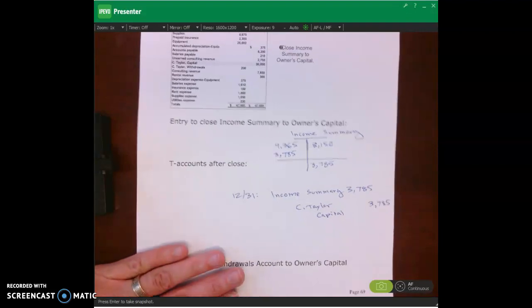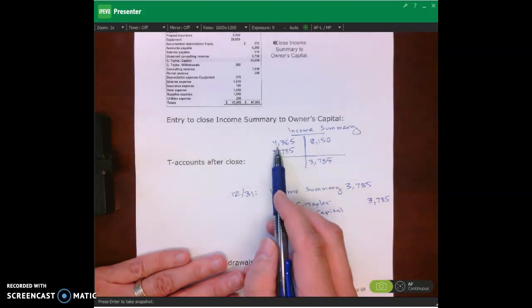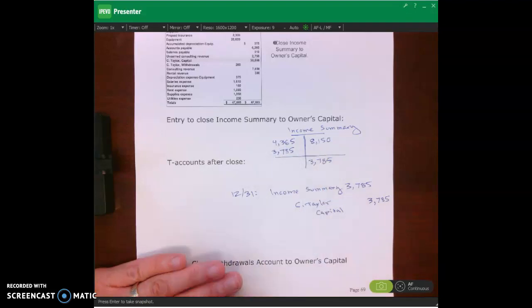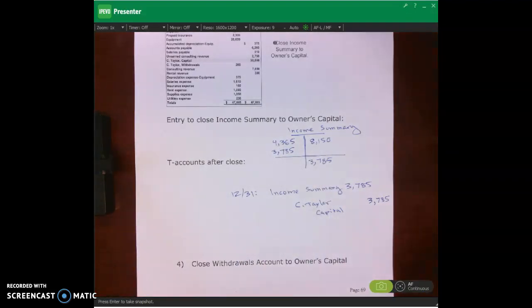Now, do I always credit capital? No. I could debit capital. And when could I debit capital? Well, let's say this was $10,000. Expenses were $10,000 and revenue is $8,150. Now I have a loss. Now I'd have to credit income summary and debit capital.